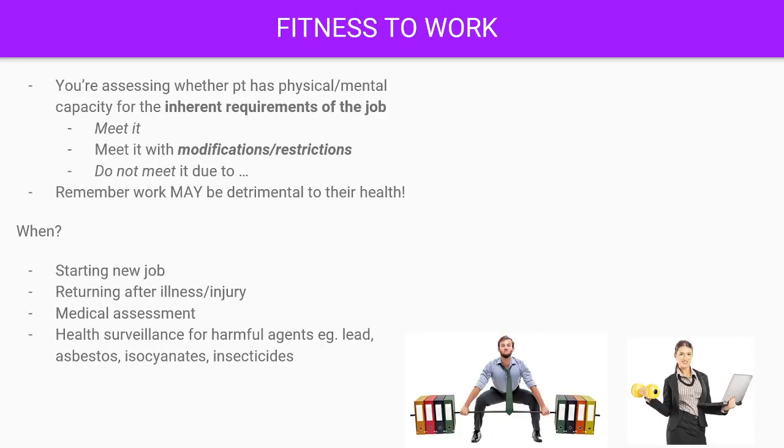Alright, fitness to work. You're essentially assessing whether your patient has the physical and mental capacity for the inherent requirements of the job. After that, there can be 3 outcomes: they either meet it, they meet it with modifications or restrictions, or they do not, due to so-and-so. And work can actually be detrimental to health as well. Not all work is good for everyone.